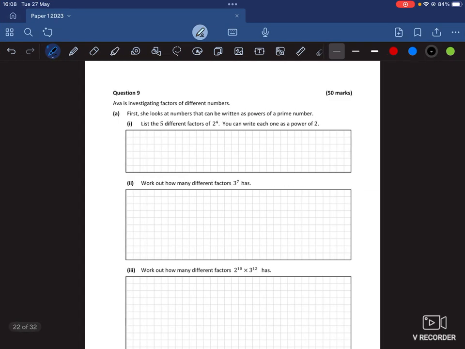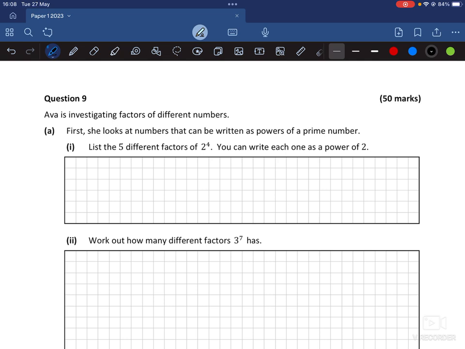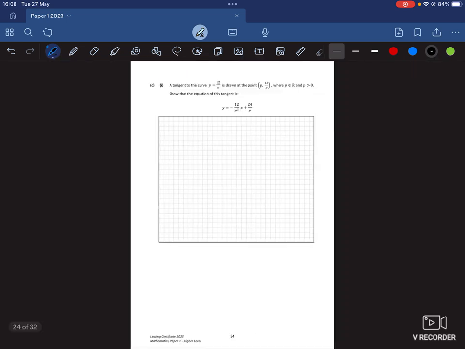I have to say, I really did forget how much of a nightmare this Leaving Cert was. God almighty. Okay. This one was a really strange question as well.